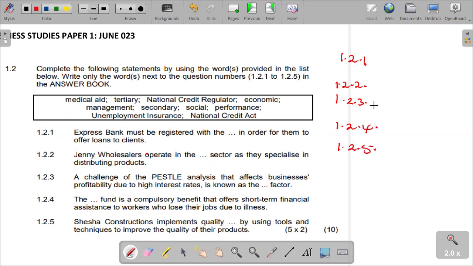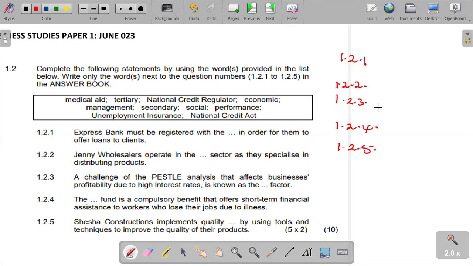So we are supposed to give our answers as just the word that matches the given statements on our board here. The question says, complete the following statements by using words provided in the list below. Write only the words next to the question numbers. We are given those terminologies: medical aid, tertiary, National Credit Regulator, employment insurance, and National Credit Act.